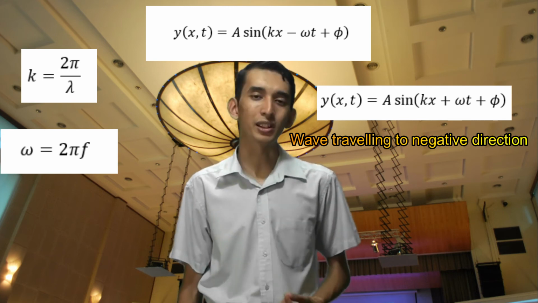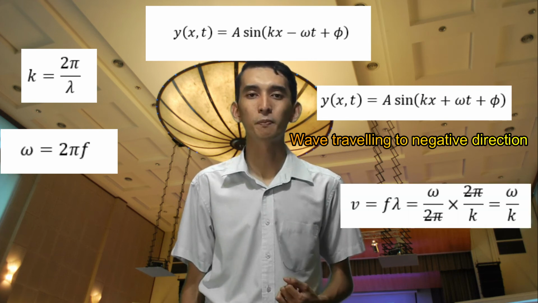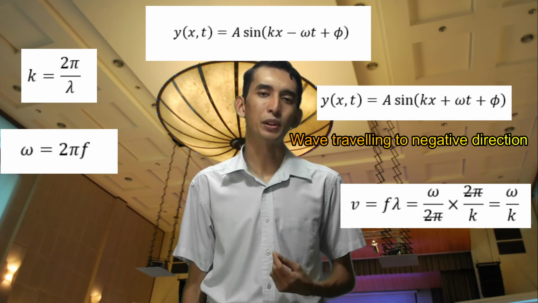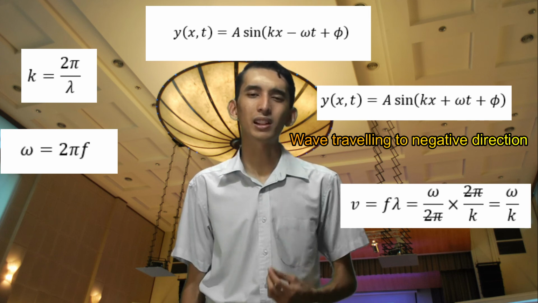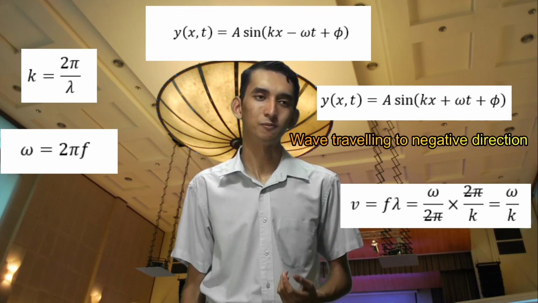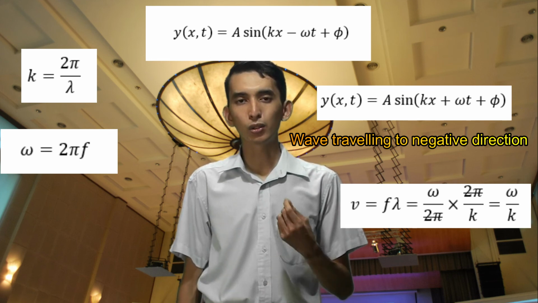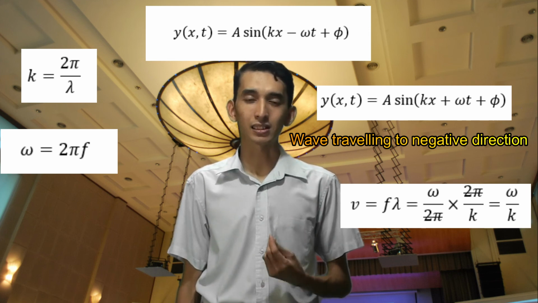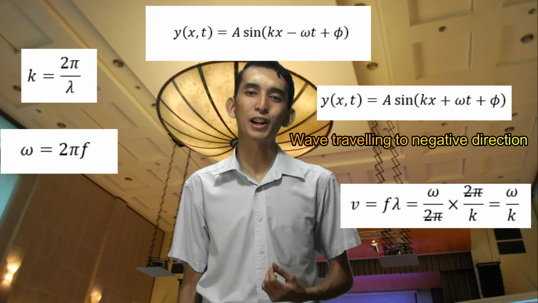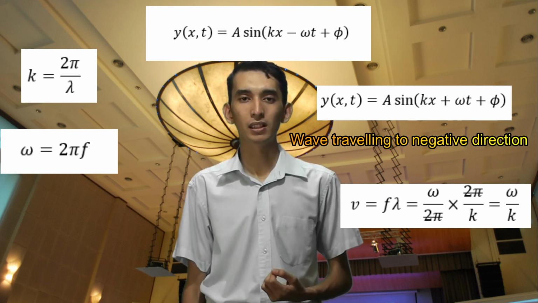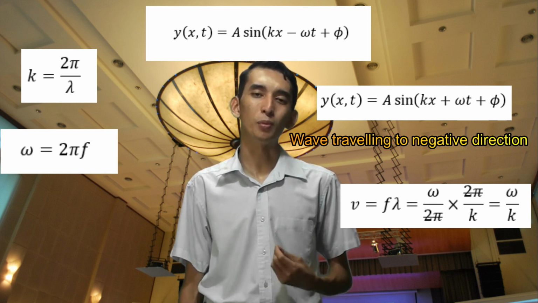Another piece of information that we can get from the traveling wave equation is the velocity of the wave. We know that velocity v is equal to frequency times wavelength. By relating k and omega, we can see that 2 pi over k times omega over 2 pi will give us omega over k. Therefore, we can say that velocity v is equal to omega over k.